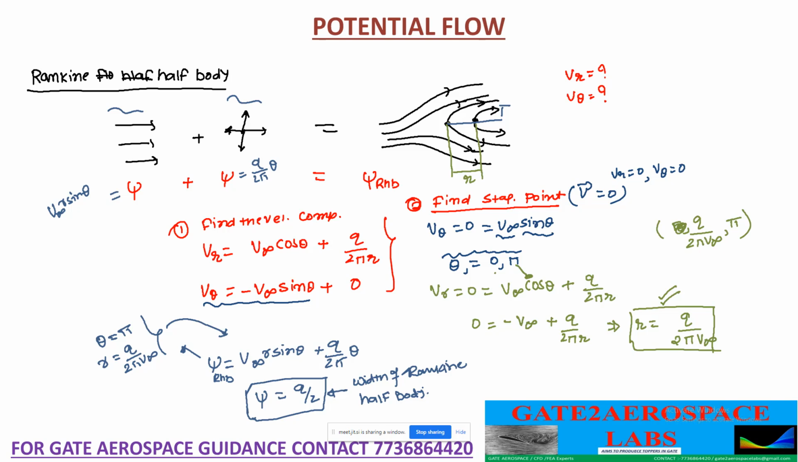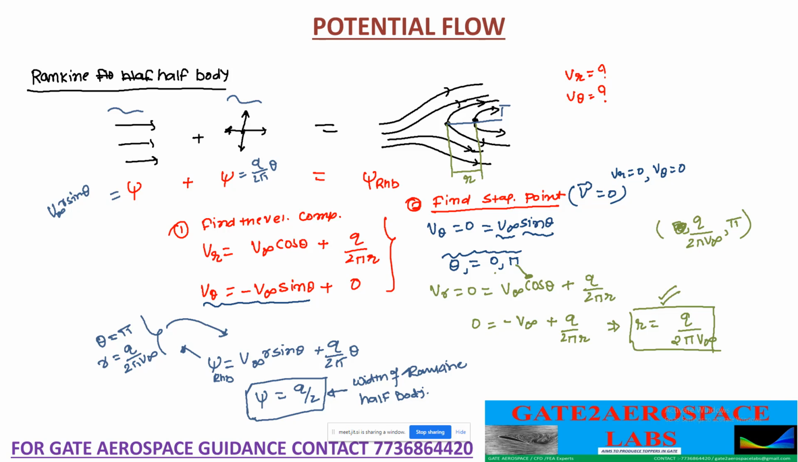So if it is a Rankine full body, it means psi is equal to Q. Yeah, correct. Full body. Why do you want full body? Rankine oval. Okay, oval. Okay. How can you tell? Correct. Yes, sir. Okay.